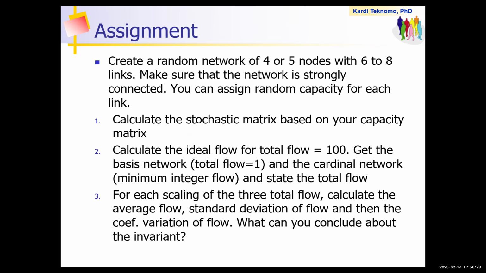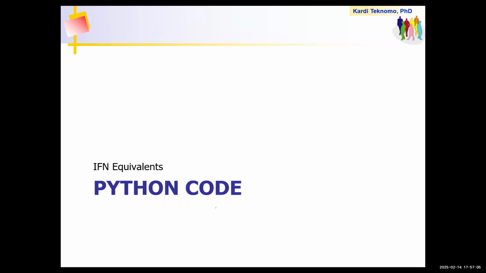So try to make a random network. If you can finish this today, you can do it. If not, we can put this as an assignment. But I think you can just practice this in 5 minutes. So create a random network: a random capacity matrix. Then you calculate the stochastic matrix, and then you calculate the ideal flow. And then you scale, calculating the average flow, standard deviation, and so on. Can you find the invariance?